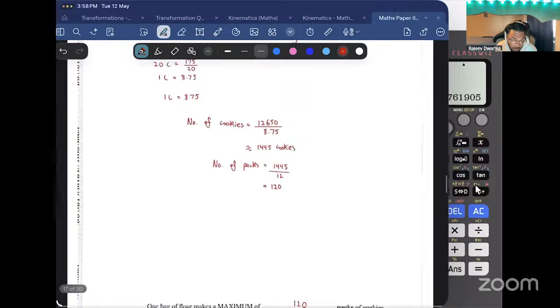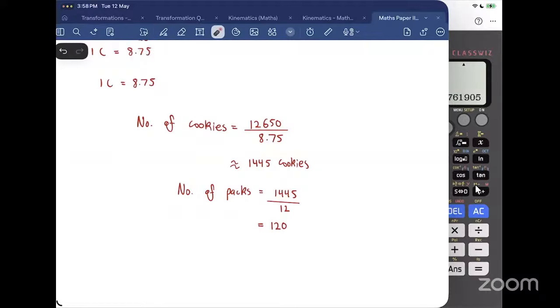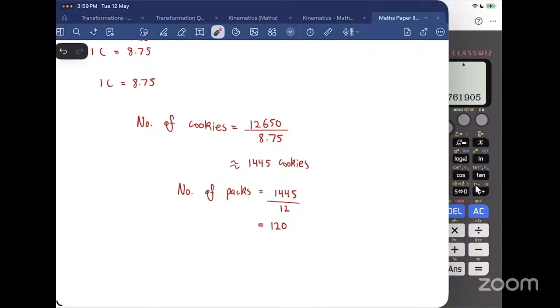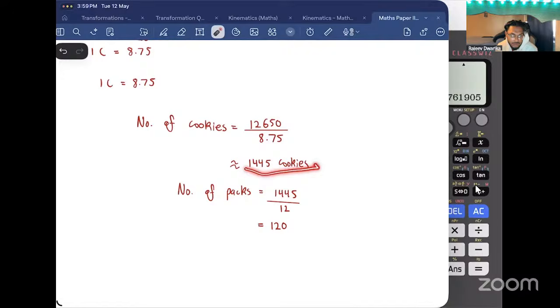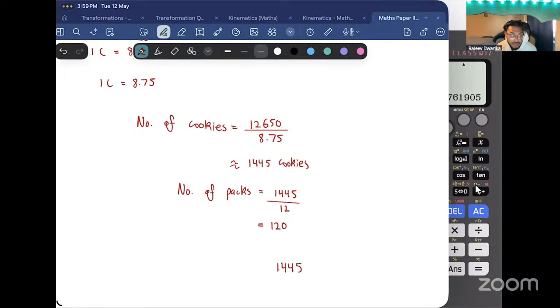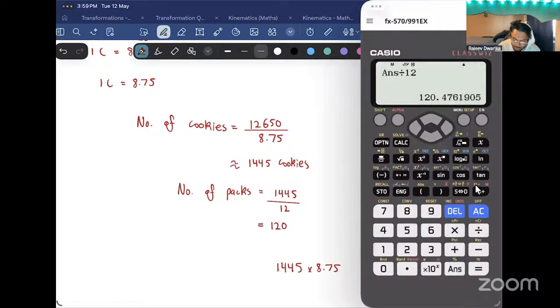And to find the amount of flour left over, how are we doing that, guys? I get 12,000, sorry, that's not it. We could multiply 120 by 8.75, then subtract it from the 12.6k. I was going to do it differently. We know how many cookies we can make, right? And how much flour does it take to make one cookie? 8.75. So I would do 1445 by 8.75.